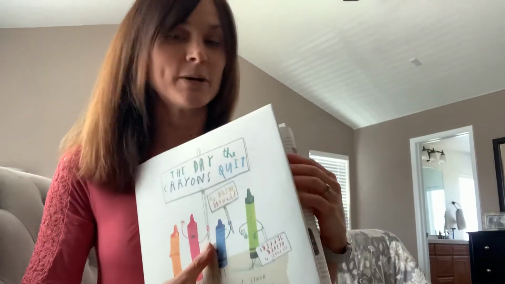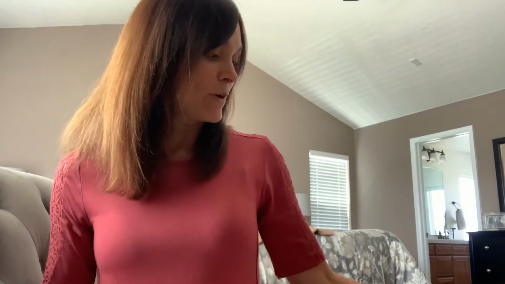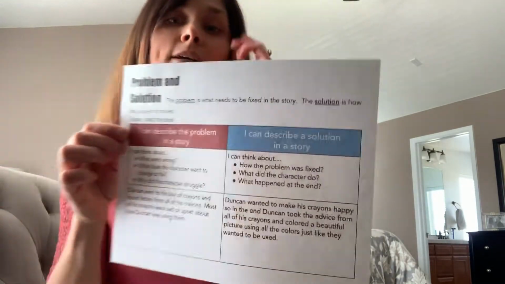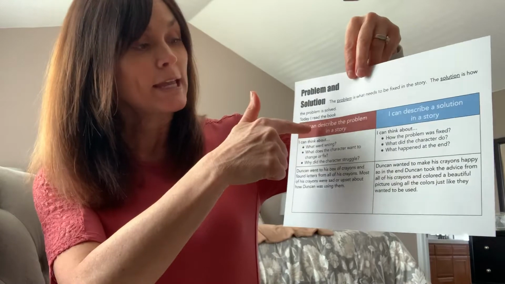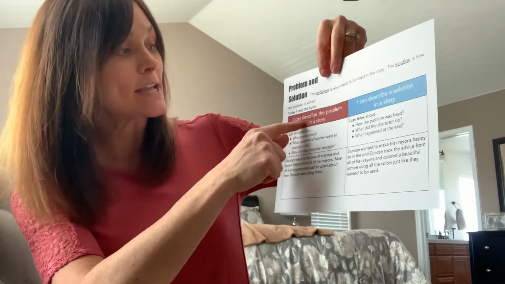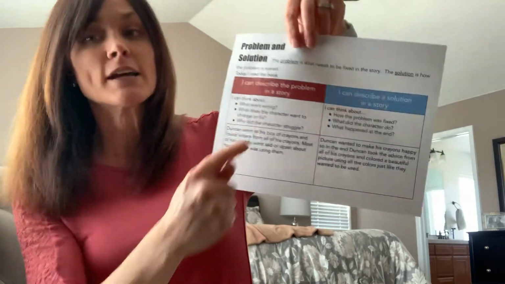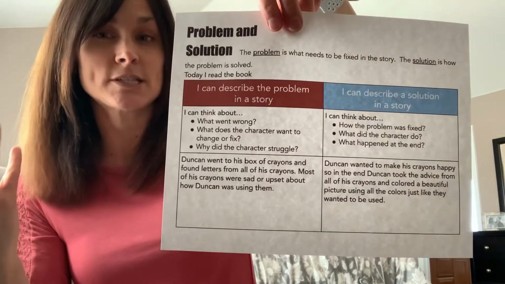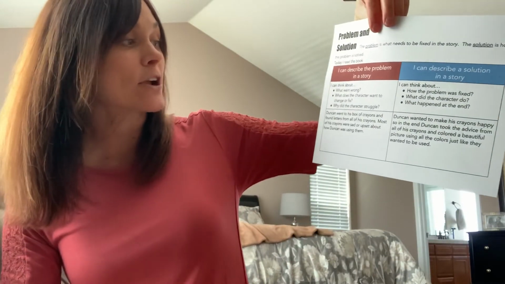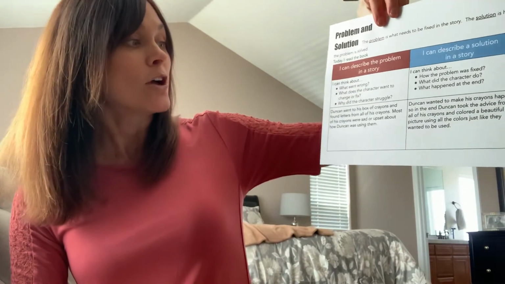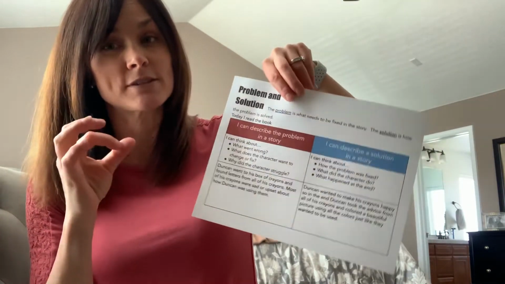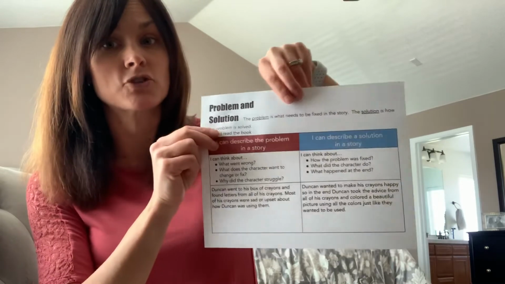That's a cute book. Okay, so now if we were going to use this book to help us with our problem and solution mat, when you look in your mat that I gave the document, under it says, I can describe the problem in a story. Then it kind of gives some suggestions and questions to ask yourself when you're discovering the problem. What went wrong? What does the character want to change or fix? Why did the character struggle? So those are some things you would ask yourself to try to pinpoint the problem in your story.